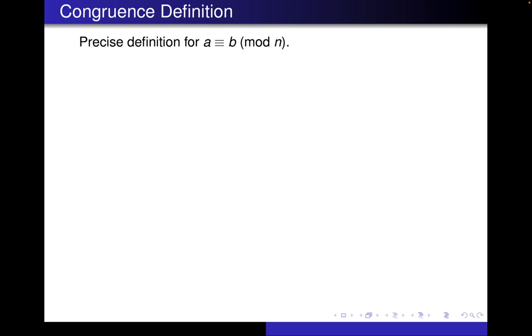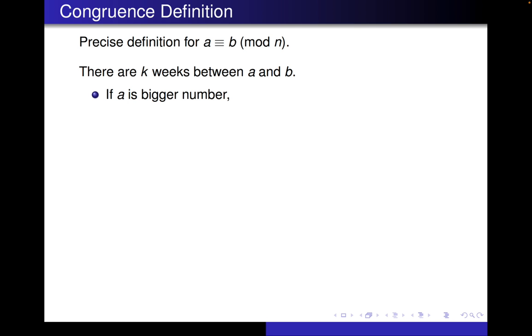So let's go ahead and see if we can come up with a precise definition using the days of the week model as a guide. So let's say that A is congruent to B mod n. What exactly does that mean? Well, there are going to be some number of weeks between A and B, and that number of weeks is going to be a whole number. It's going to be some kind of integer. So let's say there are k weeks between A and B, and that k is going to be an integer.